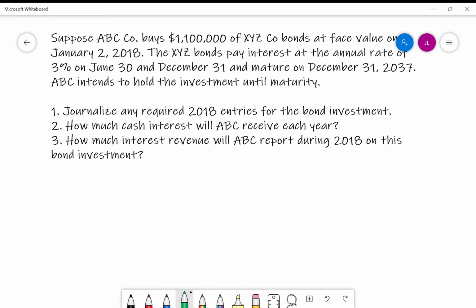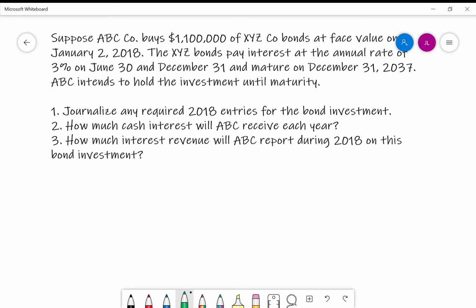So basically what this says is ABC Company buys $1.1 million of XYZ Company bonds at face value on January 2nd, 2018. The XYZ bonds pay interest at the annual rate of 3% on June 30th and December 31st and mature on December 31st, 2037. ABC intends to hold the investment until maturity. We need to journalize any required 2018 entries for the bond investment. We need to know how much cash interest ABC will receive each year and how much interest revenue ABC will report during 2018 on this specific investment.